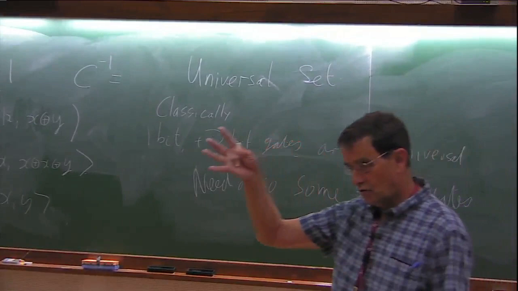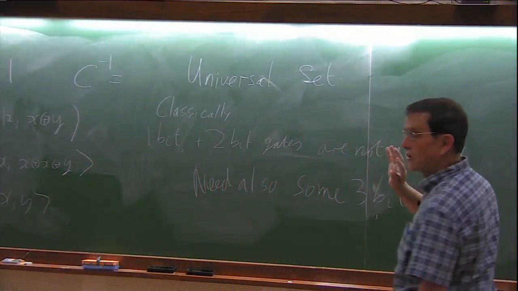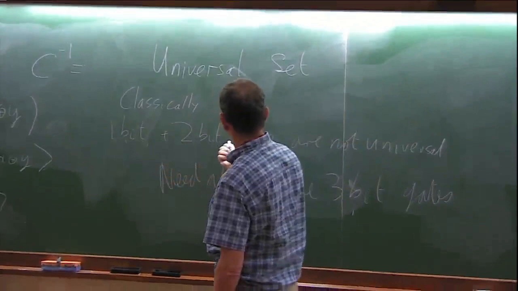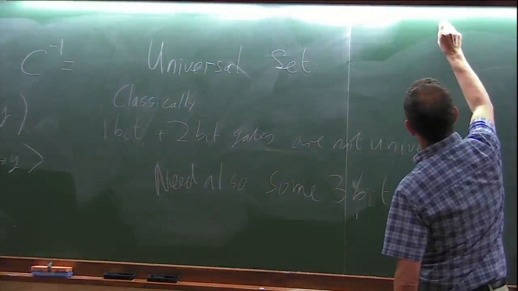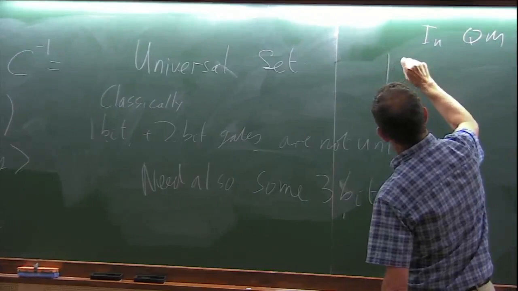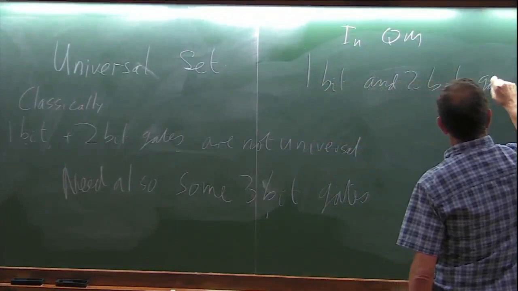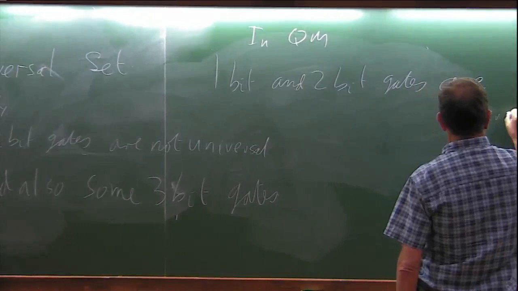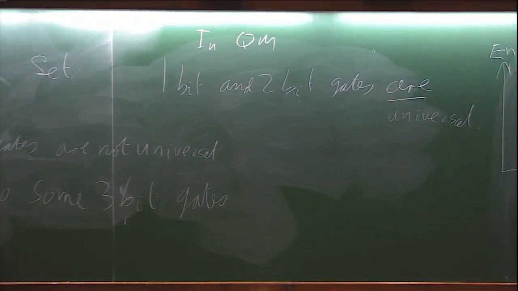And the amazing thing is, when we talk about quantum operations, 1-bit plus 2-bit gates are universal for quantum mechanical. So in quantum mechanics, in quantum computing, 1-bit and 2-bit gates are universal. We don't need 3-bit gates to do any unitary transformation in quantum mechanics to some arbitrary precision.